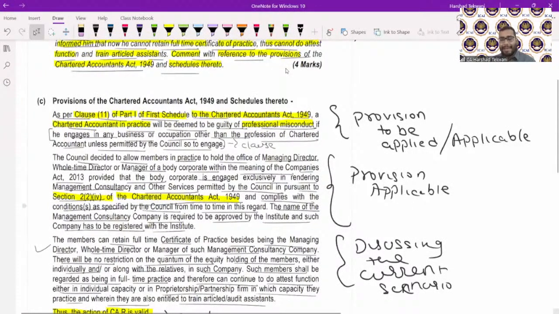Vidula, actually, if you know the provision, it will not appear to be lengthy. First I discussed clause 11, then the management consultancy service exception, then the current scenario of the attestation, and then the conclusion. Generally, answers also go this way only. Any doubt, guys? Any doubt?